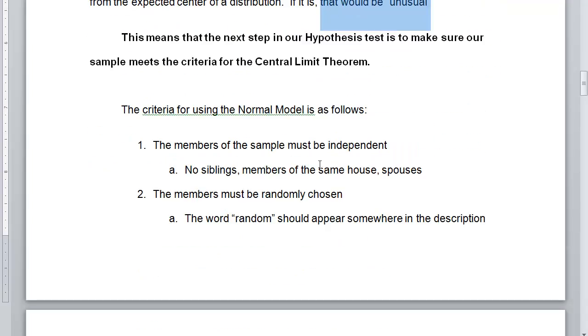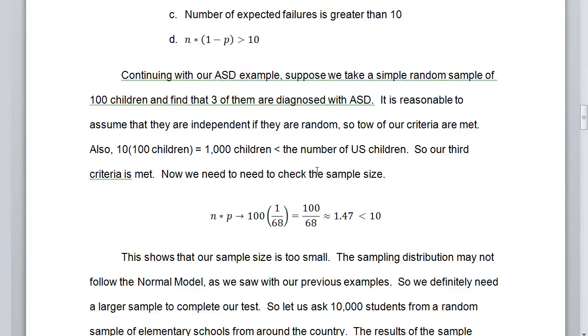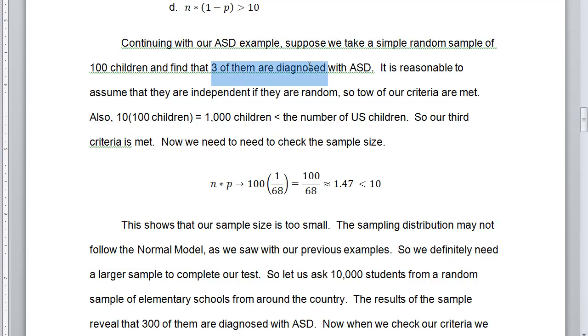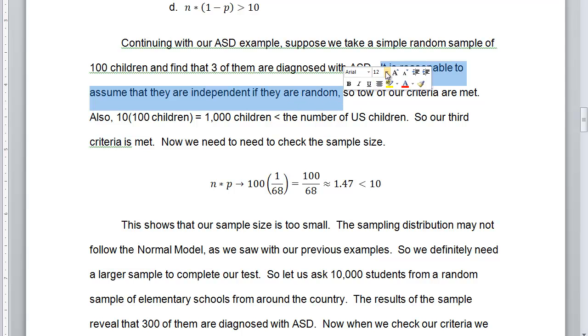All right? So now, continuing with our ASD example, suppose we take a simple random sample of 100 children and find that 3 of them are diagnosed with ASD. Well, hopefully you realize that if only 3 of them said yes, we're having an issue with our sample size. But I want to work through the process. Is it reasonable to assume that they are independent if they are random? It is reasonable to assume that they are independent if they are also randomly chosen. So 2, not to, of our criteria are met.